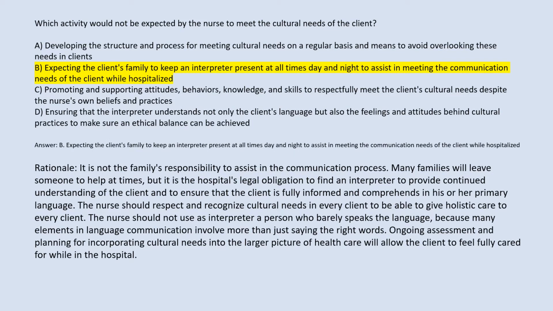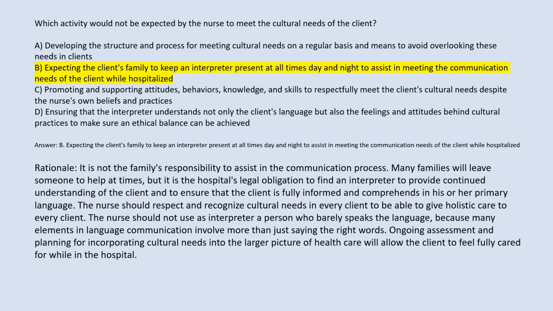Answer: B. Expecting the client's family to keep an interpreter present at all times, day and night, to assist in meeting the communication needs of the client while hospitalized. Rationale: It is not the family's responsibility to assist in the communication process. Many families will leave someone to help at times, but it is the hospital's legal obligation to find an interpreter to provide continued understanding of the client and to ensure that the client is fully informed and comprehends in his or her primary language.